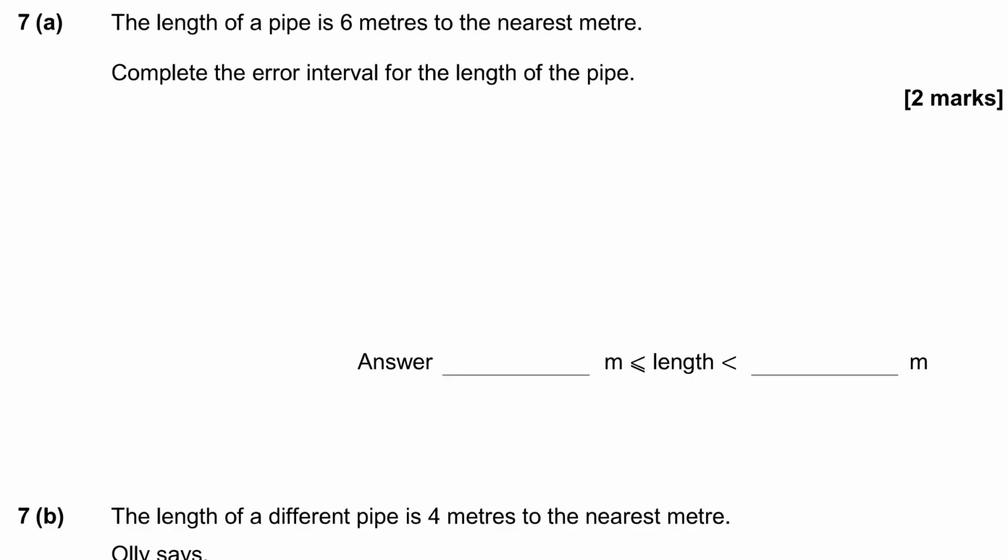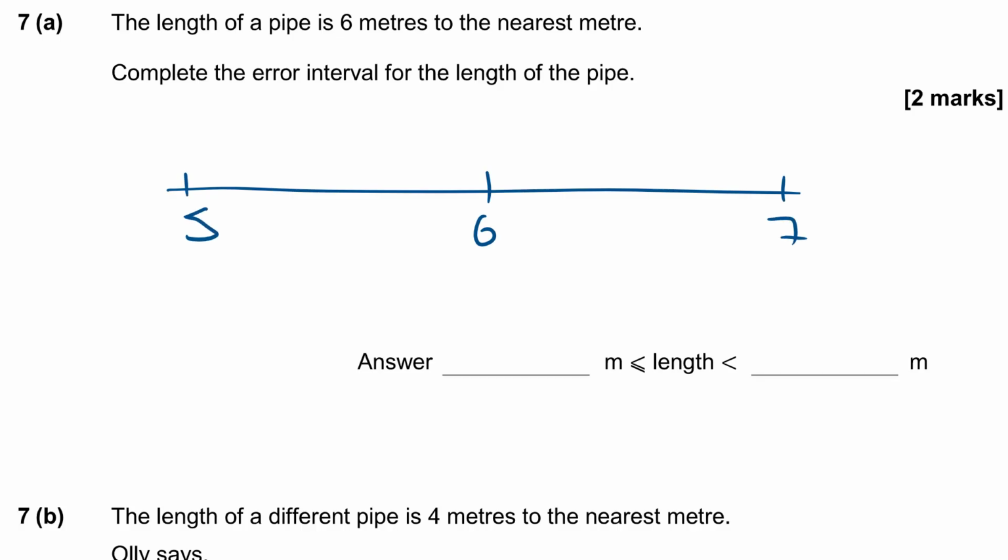Question 7a. The length of a pipe is 6 meters to the nearest meter. Complete the error interval for the length of pipe. Okay, well, if it's 6 to the nearest meter, then the next one up on the scale would be 7, and the one below it would be 5. And the ones closest to 6 then would round to 6. So the ones in here.